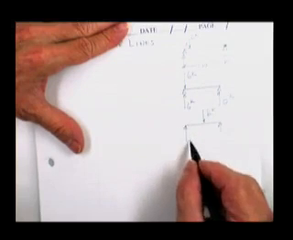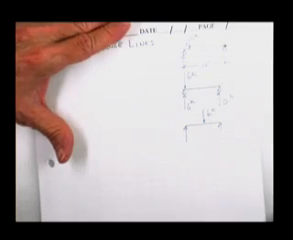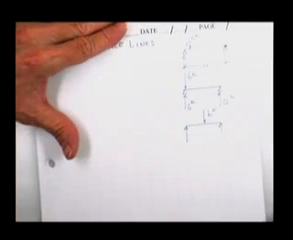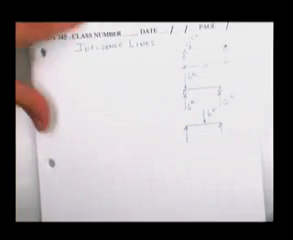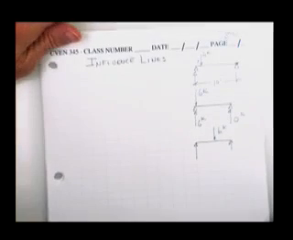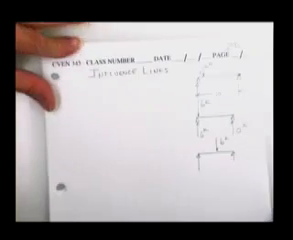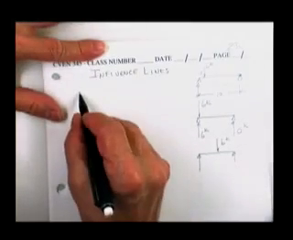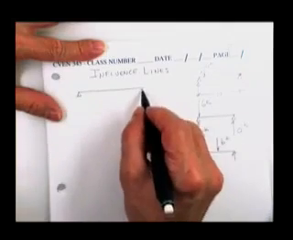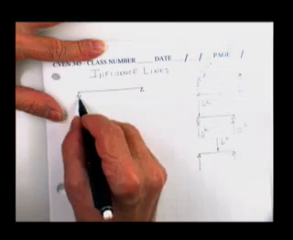And you can check it out. But there are some cases where they get really ugly, and you don't know where to put the load. And for that purpose, we generate what is known as an influence diagram, or an influence line. So I'm going to show you how to generate an influence line for the left-hand reaction.